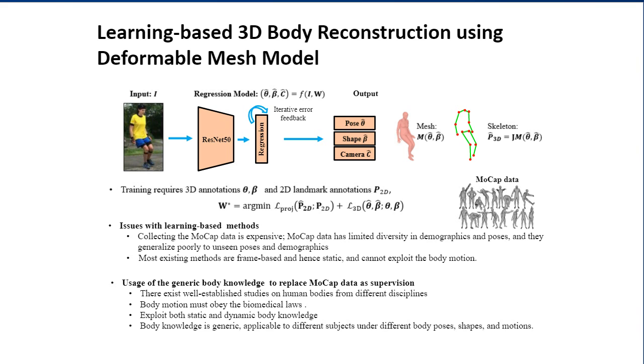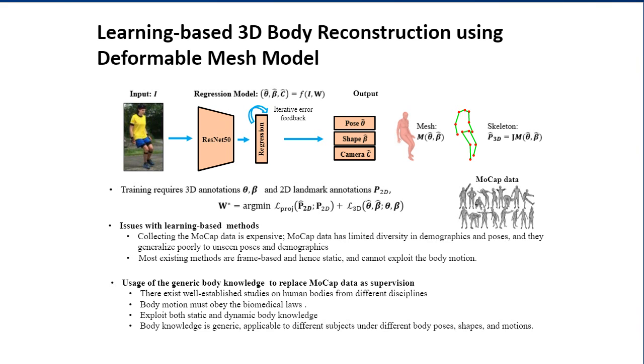And then we can minimize the difference between the predicted mesh parameters and the ground truth mesh parameters. This term requires motion capture data. We need the motion capture data in order to get the ground truth shape and pose parameters. Collecting motion capture data, first, is expensive. Second, it has limited diversity in demographics and in pose, because this kind of data is typically limited to a certain group of people, and the body shape and body pose are also limited. As a result, if we use this kind of motion capture data to train the model, it may not generalize well to people from different groups or with different body shapes or poses.